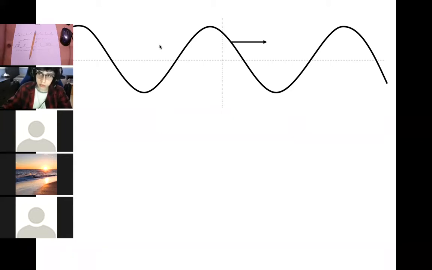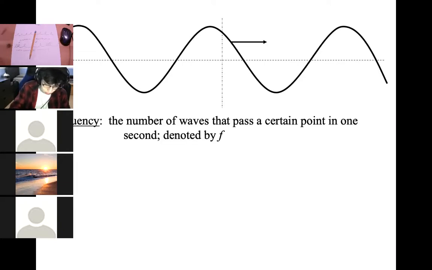Yes, 2. 2 waves per second past that spot where the bobber is. That's how often the waves go through that spot, or how frequently the waves go through that spot. Okay, and that is the wave frequency. Frequency is the number of waves that pass a certain point in 1 second. That's how many waves pass a certain location in space in 1 second.